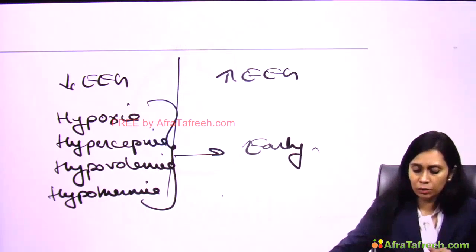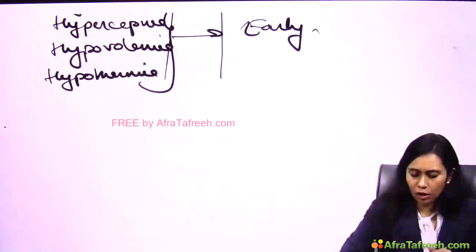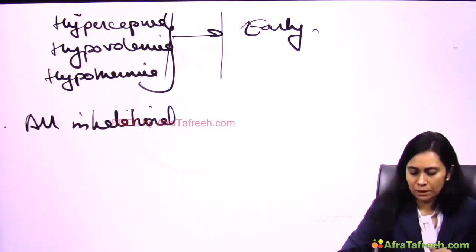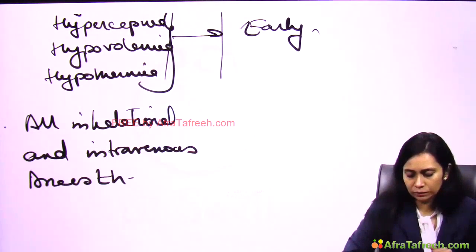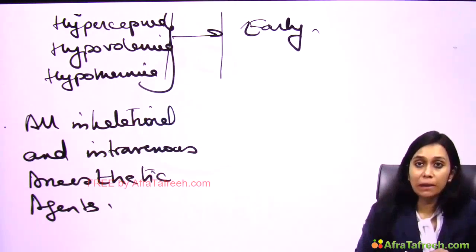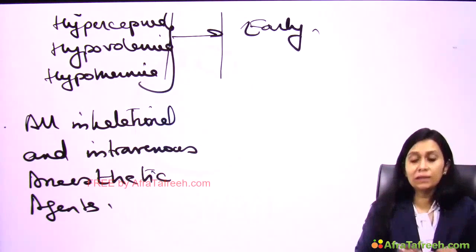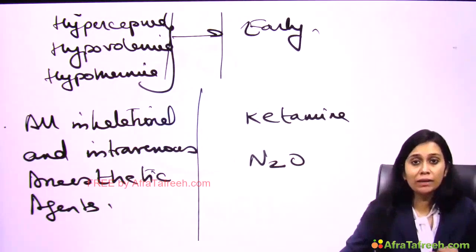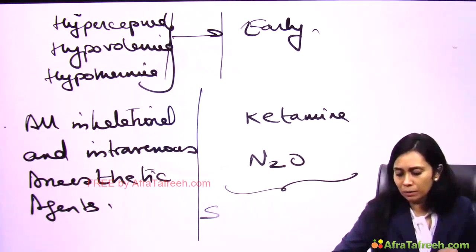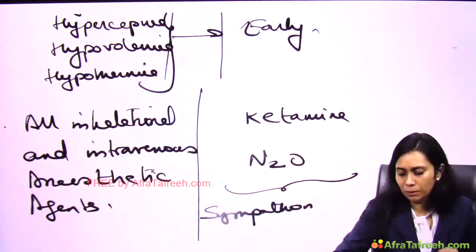Got it? Now, all inhalational and intravenous anesthetic agents decrease EEG activity because they all decrease the brain activity. Only two anesthetic agents, ketamine and nitrous oxide, both increase EEG activity, though they are anesthetic agents. Why? Because both of them are sympathomimetic.